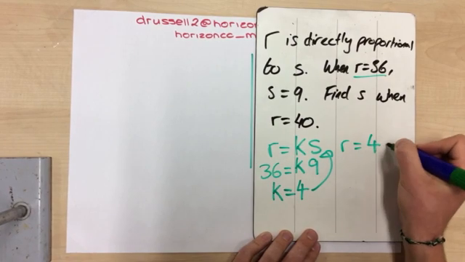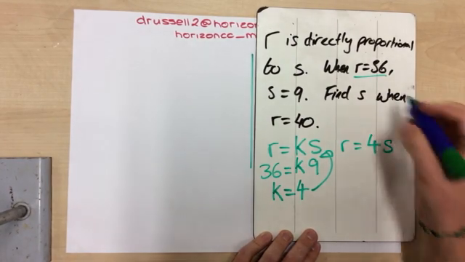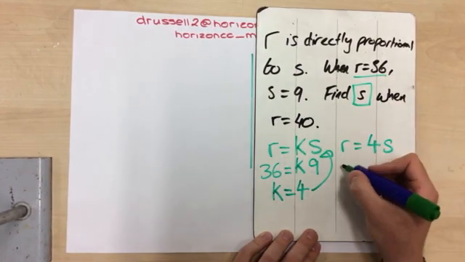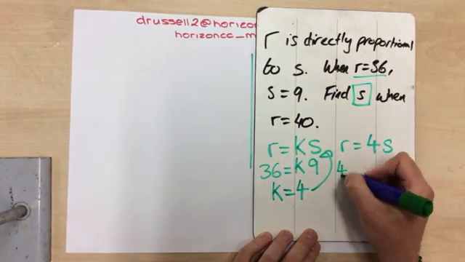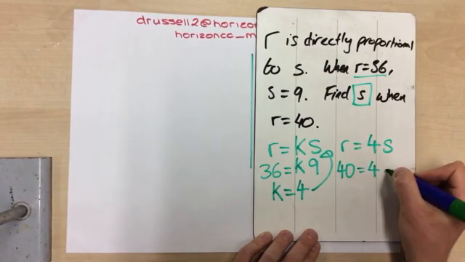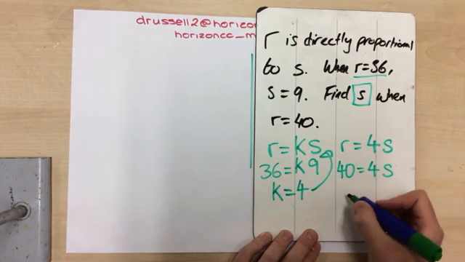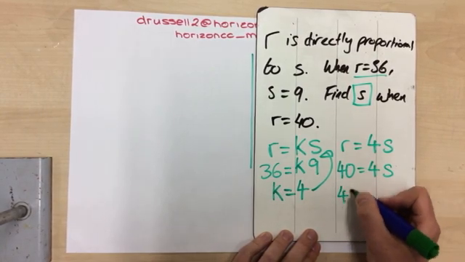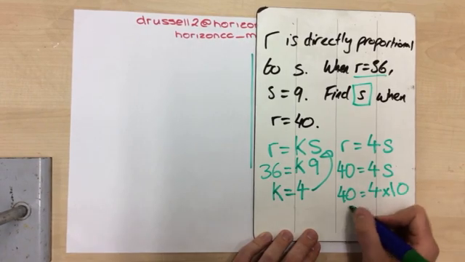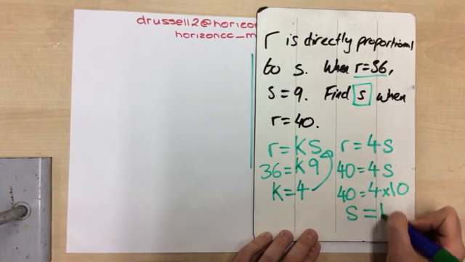Okay, so if I went back to this equation, I would rewrite this one as R equals 4S. I'm being asked to find S when R is 40. So if I substitute 40 in place of R, I know that my constant was 4 and I'm needing S. So 40 is 4 multiplied by 10. Therefore, S is 10.